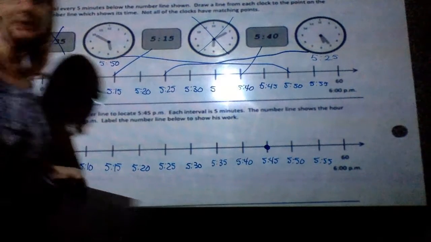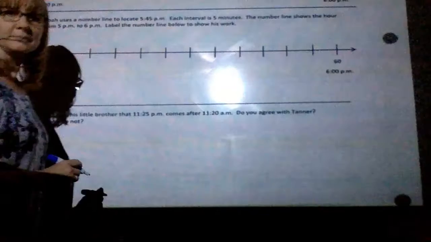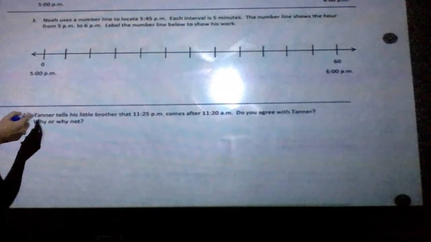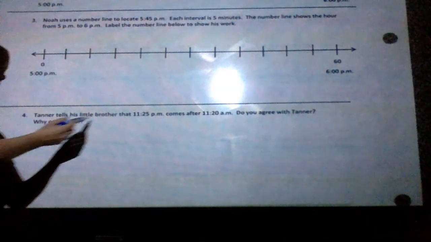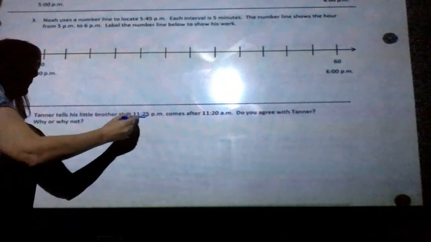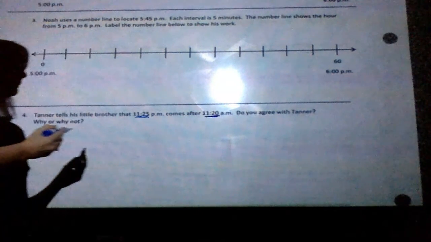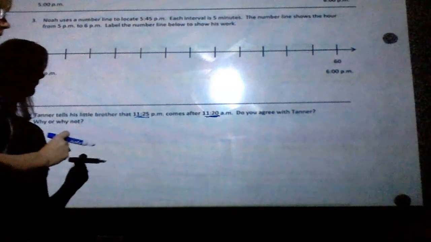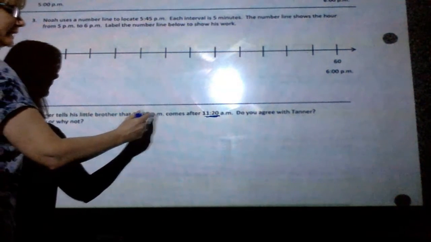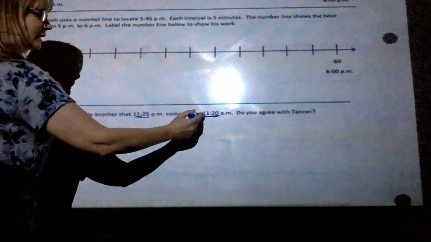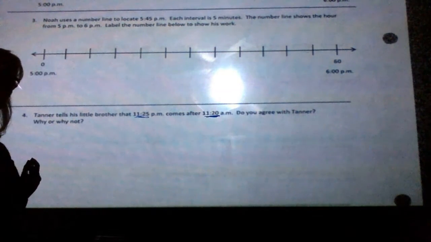The last one is really quick. I'll put it up. Last question says, Tanner tells his little brother that 11:25 comes after 11:20. Do you agree with Tanner? Oh boy, this is tricky because it doesn't say 11:25, it says 11:25 p.m. and 11:20 a.m. Do you agree with Tanner? Why or why not?